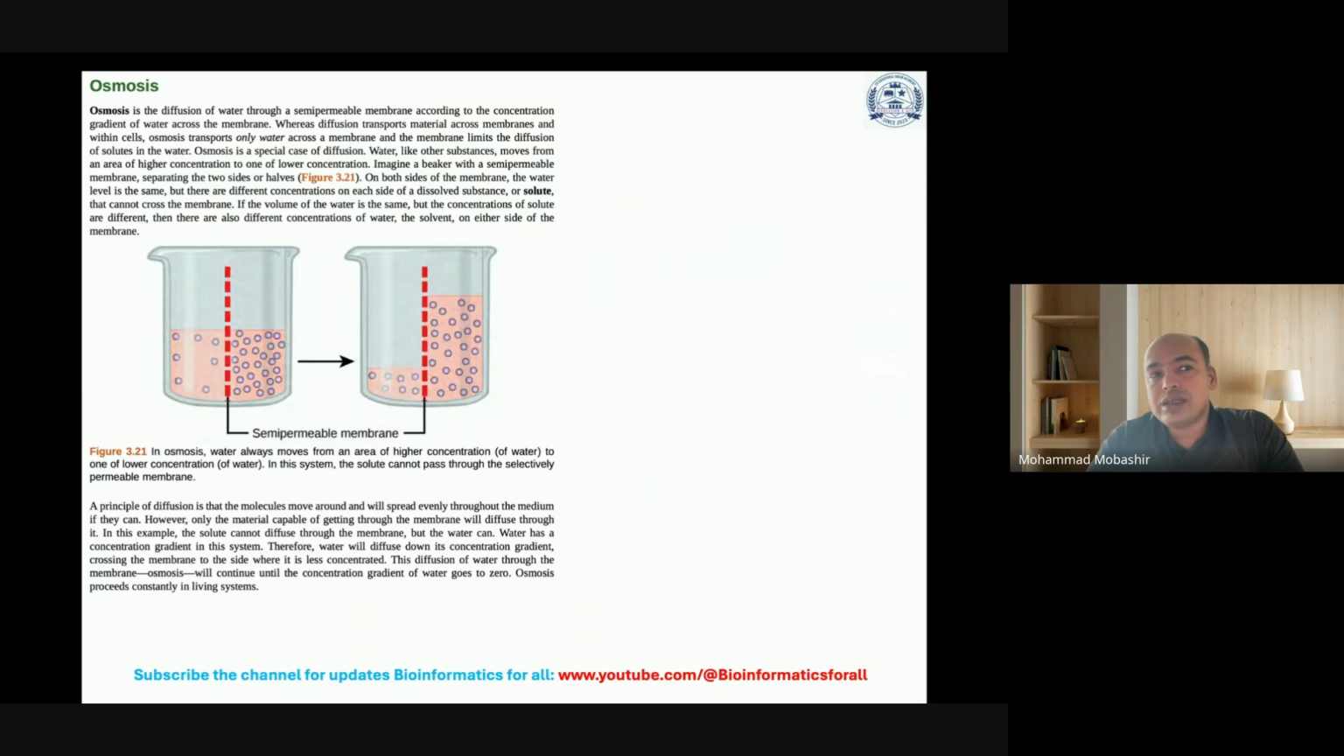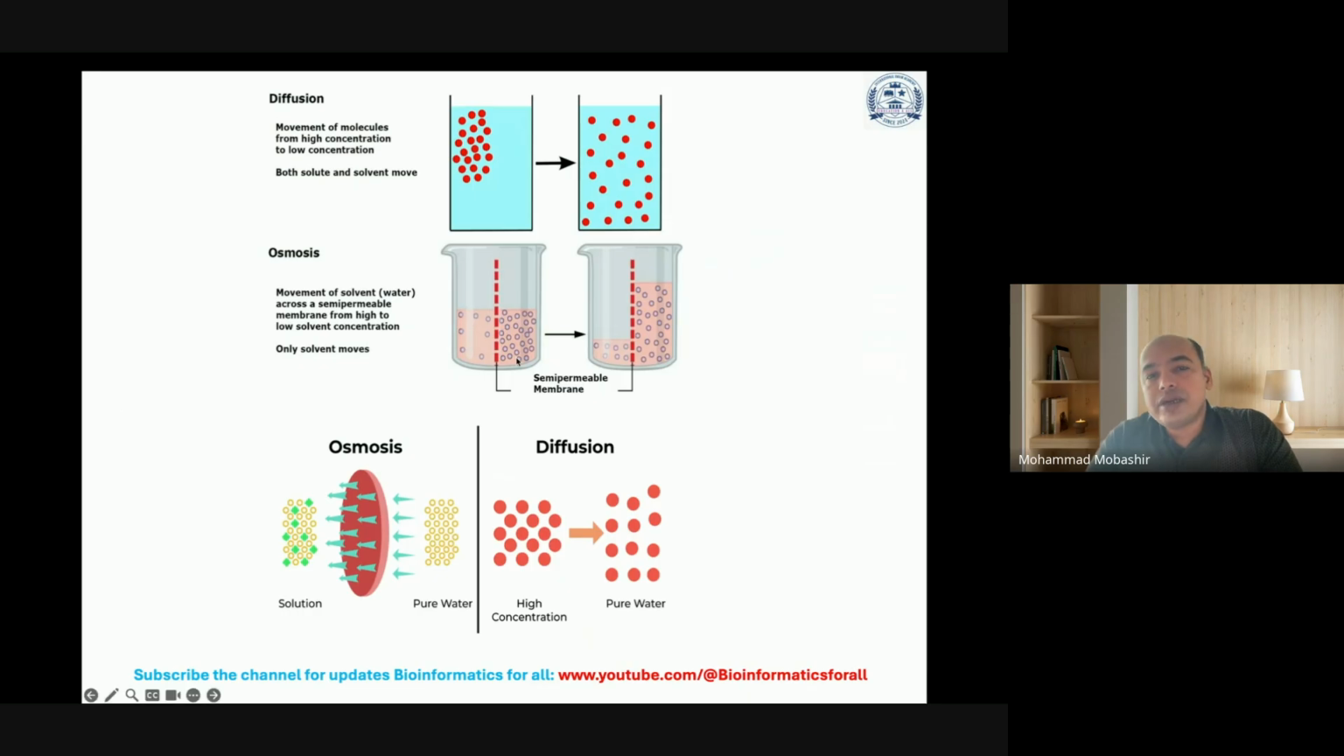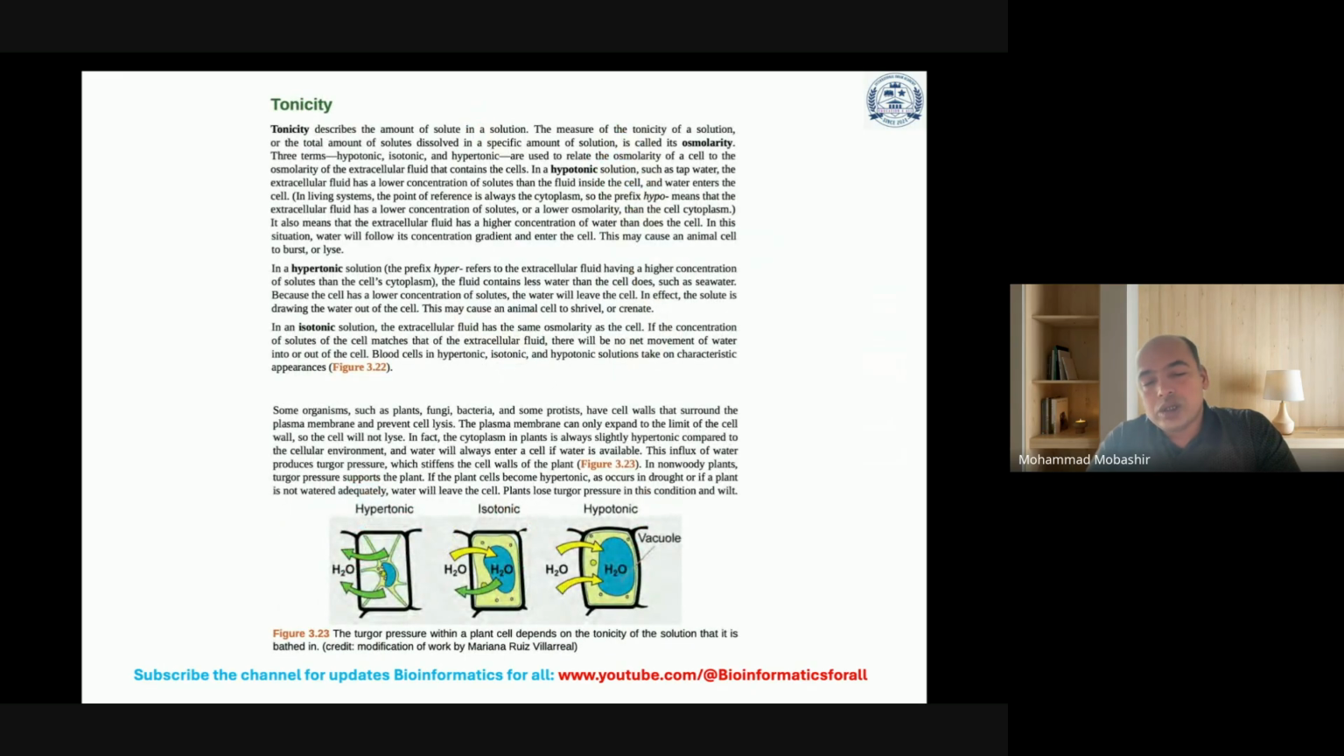Water, like other substances, moves from one area of higher concentration to a lower concentration area. So this you can see here. In osmosis, water always moves from an area of higher concentration to one of lower concentration. Now, if you want to compare in terms of figure, diffusion could look like this, osmosis could look like this. Now, another way of presentation, like osmosis, diffusion. So this is the difference. Of course, you can also see somewhere the chart of difference between osmosis and diffusion.